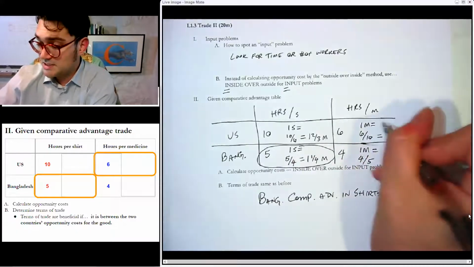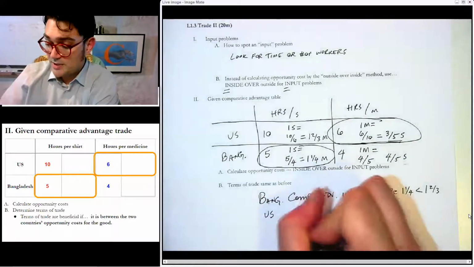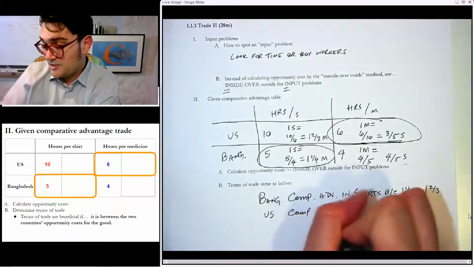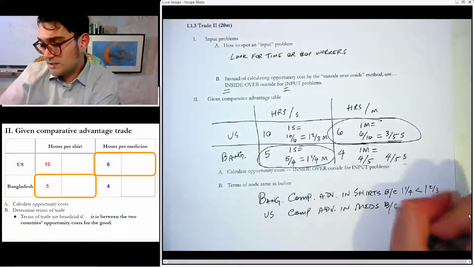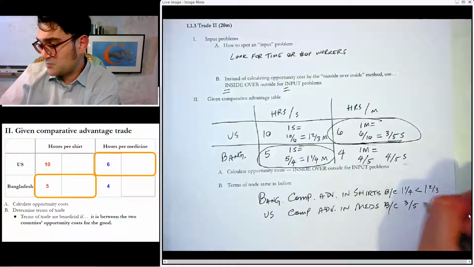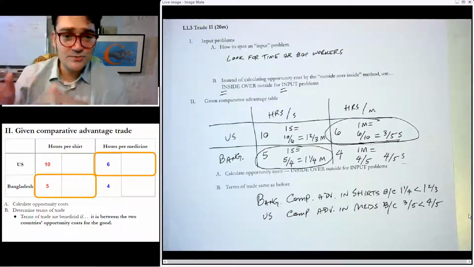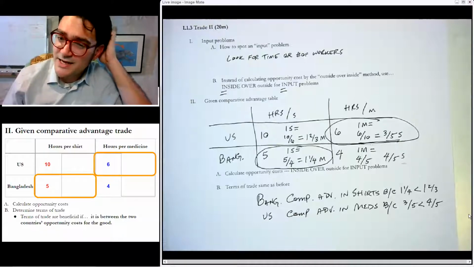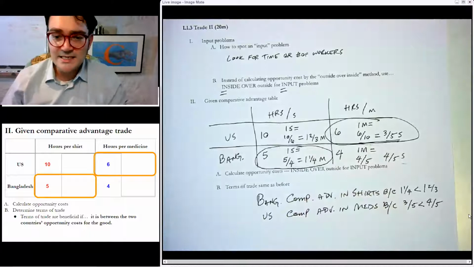Now that one's really easy to spot. The United States has it there. So we'd say the US has comparative advantage in meds, because 3/5 is smaller than 4/5. Everything else is exactly the same, terms of trade, that kind of thing. So it's really not too terrible. I don't want to do a terms of trade on this one. You're going to have a practice problem in the next set.